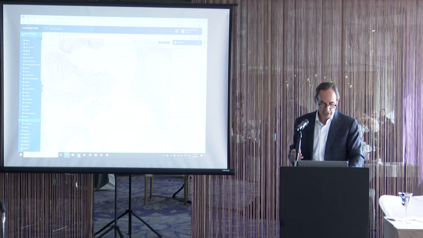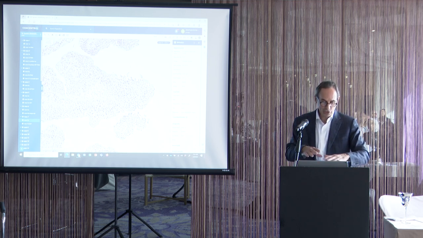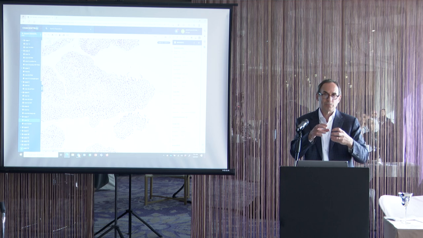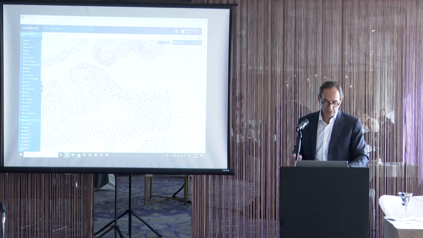I look at polarity. Polarity means are the nuclei evenly spaced apart, relatively uniformly distributed, as opposed to clumped and irregular, a haphazard growth pattern. So I would say the polarity is pretty well maintained. I look at whether the cells are cohesive.